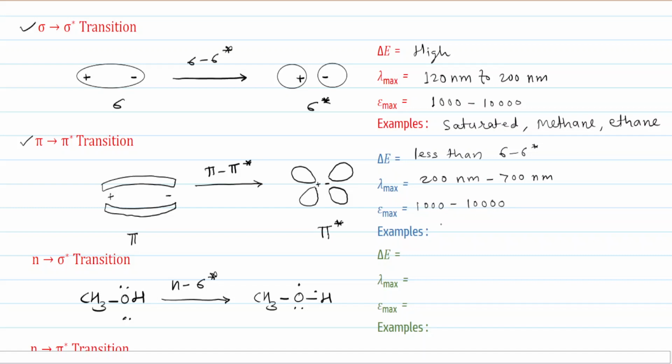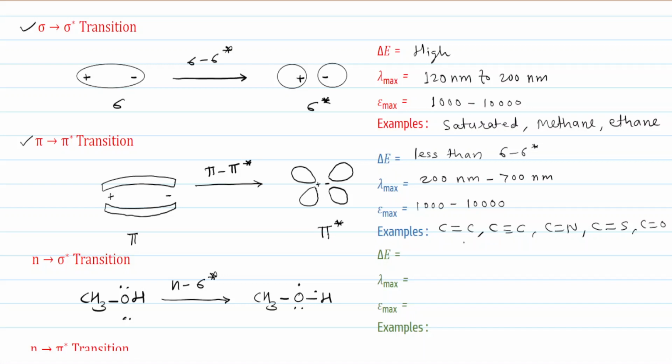And the examples for these pi to pi star transitions are compounds containing multiple bonds, or what we call unsaturated compounds. So they may contain carbon double bond carbon, carbon triple bond carbon, carbon double bond nitrogen, carbon double bond sulfur, carbon double bond oxygen; this type of compound. So it may be ethylene, that is alkene, alkyne, or nitro compounds, azo, imines, thiocarbonyl compounds or carbonyl compounds. They show pi to pi star transition.